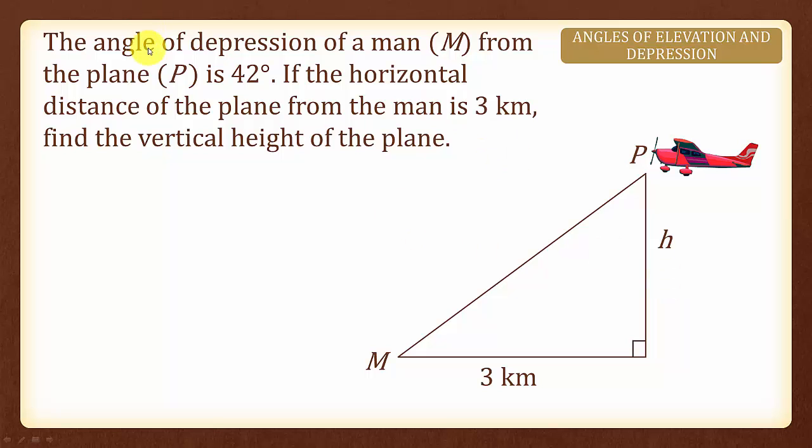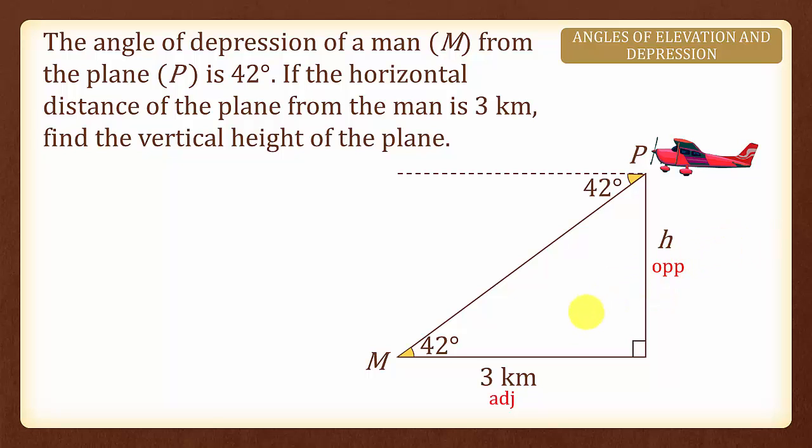To indicate the angle of depression of the man from the plane, we will first need to draw a horizontal line from the plane here. And the angle of depression will be the angle between the horizontal line and the line of sight of the man from the plane here, which is 42 degrees. Using alternate angles, this angle here will also be 42 degrees. Now, since this is a right angle triangle, do you know which trigo ratio that you can use?